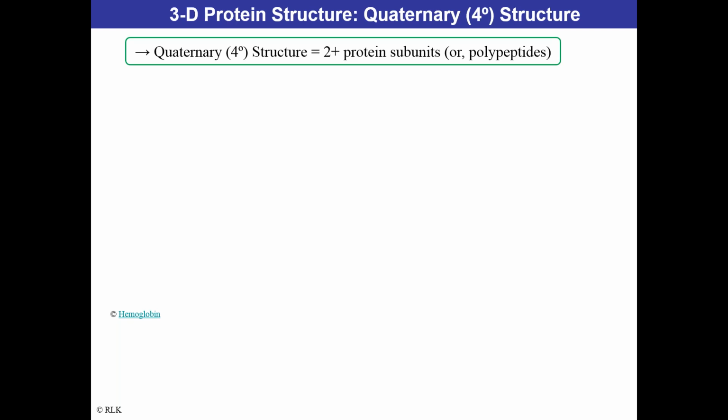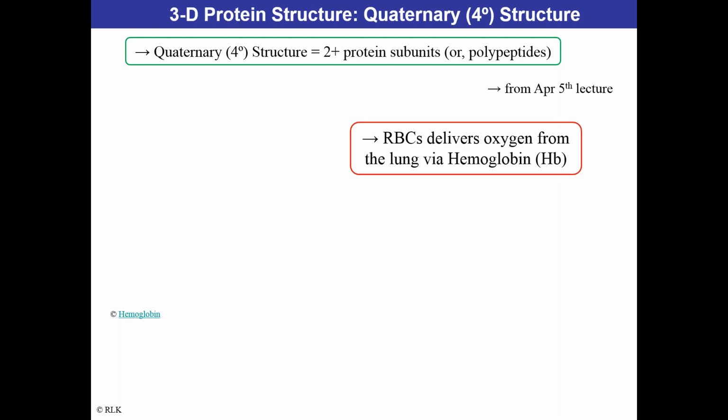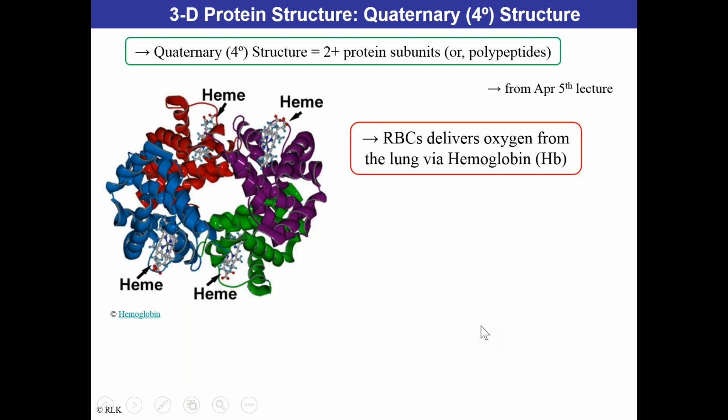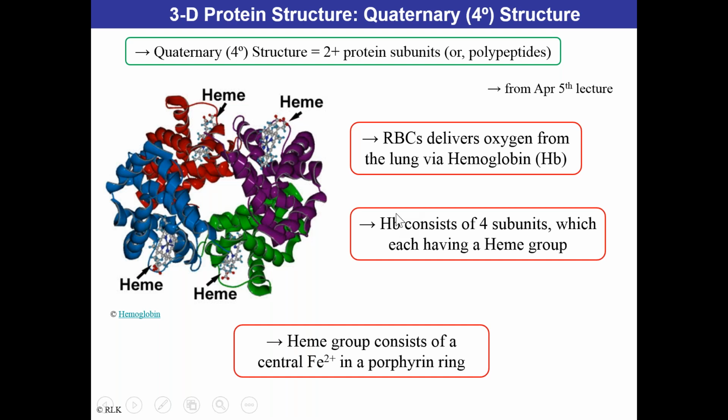Well, if you have an abundance of protein units, sometimes they're actually called subunits, sometimes polypeptides, and they all get grouped together. You're going back and looking at, for instance, hemoglobin, which has 4 of these protein subunits, right? You have one in red, one in blue, one in green, one in purple. You have all of these red blood cells that deliver oxygen from the lung via the hemoglobin, right?